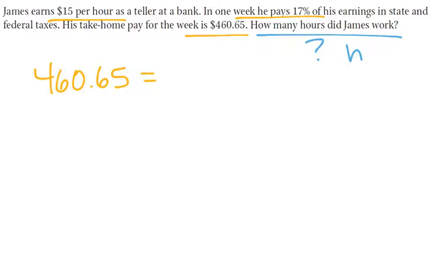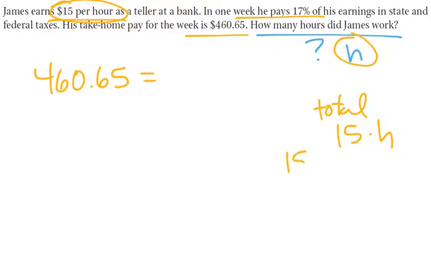Now, can we figure out his total pay? We should be able to, because we know it's $15 per hour, so whatever the hours are, we times it by 15. We also know that 15 times H is 100% of what he makes. But we're going to subtract 17% of that. So he's actually only making 83%. So what's 17% of 15?